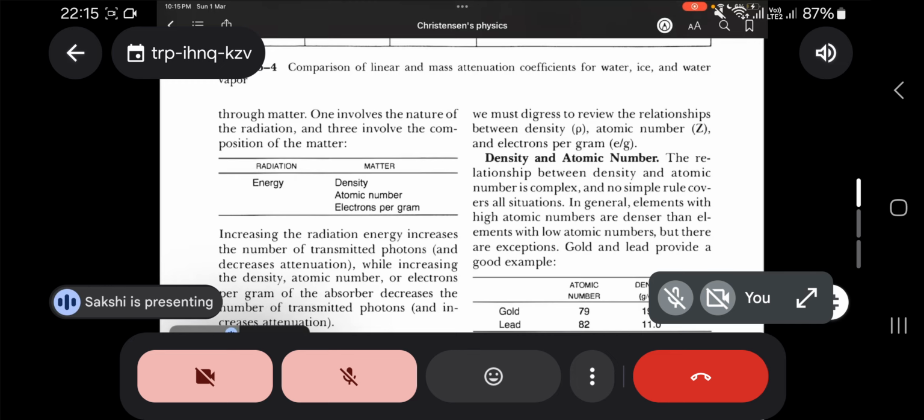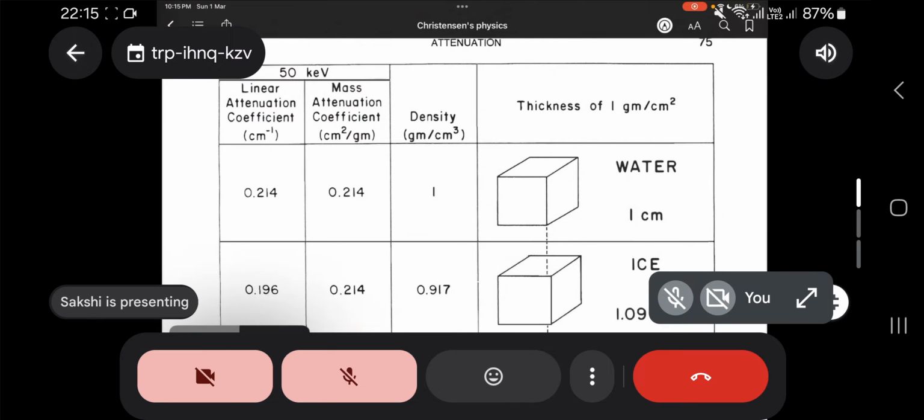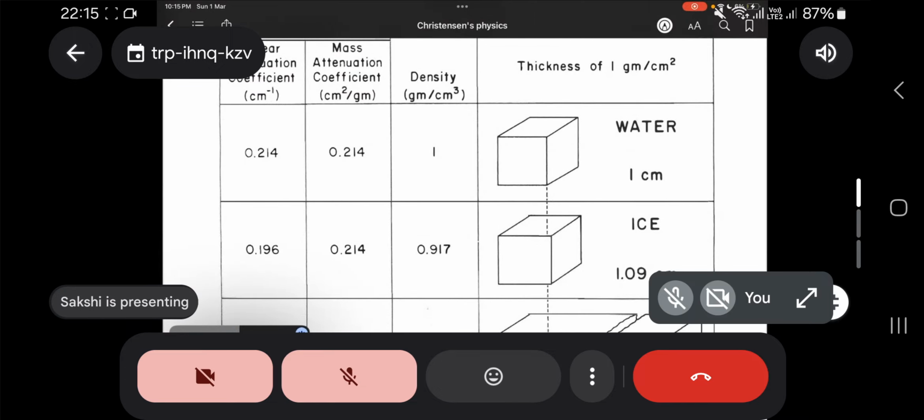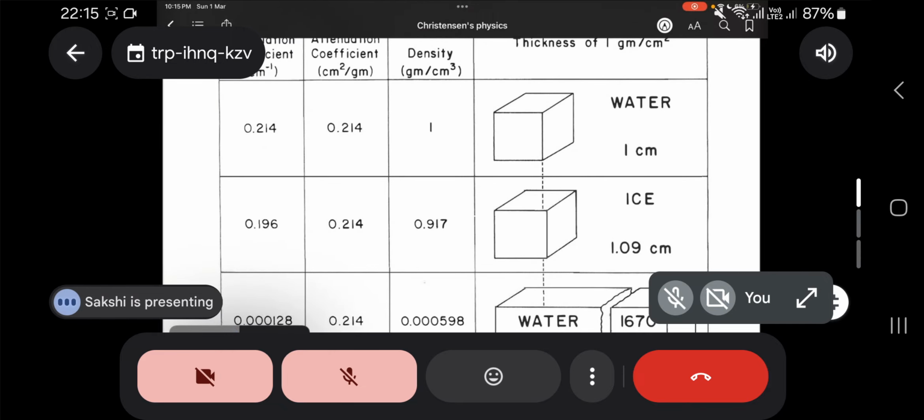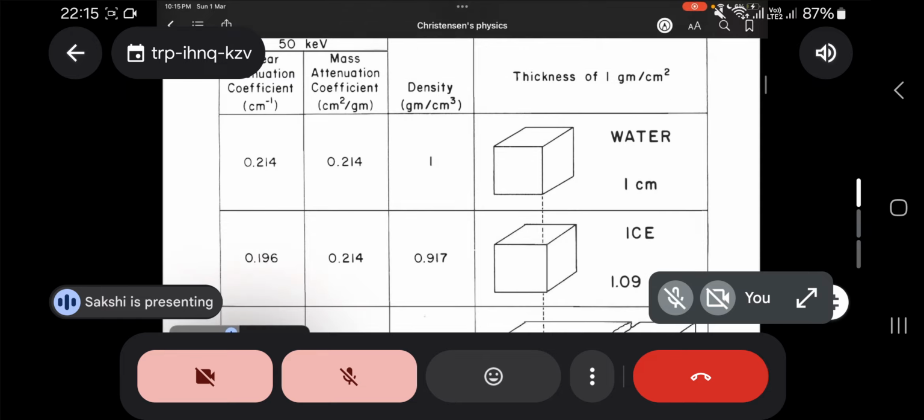Then why will this mass attenuation not change? Because my mass is the same for all the three. So the mass attenuation will be the same, then the volume will be the same. No, ma'am, it will change. It does not depend on density, but the linear attenuation coefficient is changing. Okay. But the mass attenuation is not changing. Why is this so? Even though the density is changing, you can see.